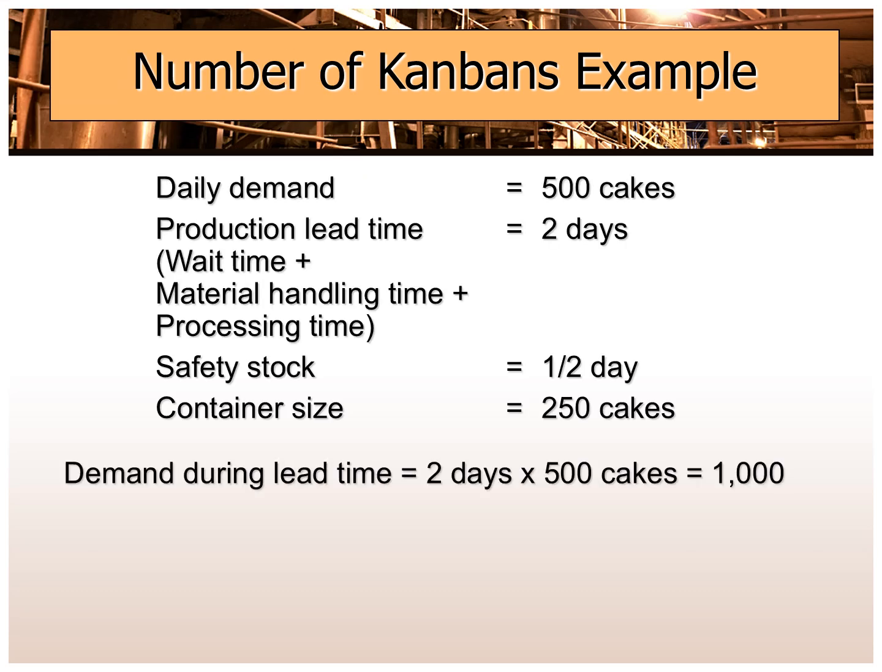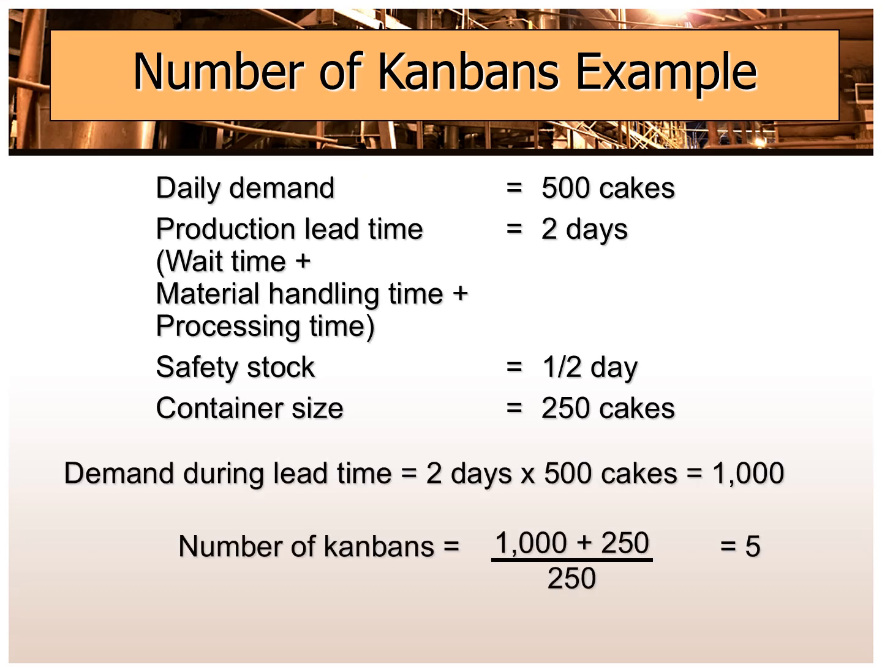An example: the daily demand is 500 cakes. Production lead time is 2 days. We need a half a day safety stock, and the container size is 250 cakes per container. So we have 2 days times 500 cakes, which equals 1,000. So we're going to take the 1,000 plus our safety stock of 250, divide that by how many parts are in the container, which is 250, and you'll see that there should be 5 Kanban cards.